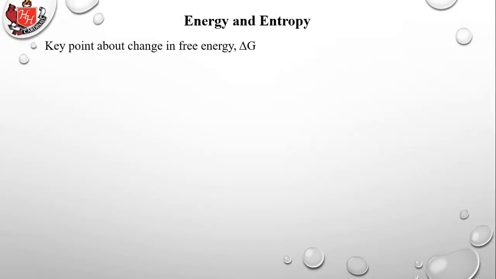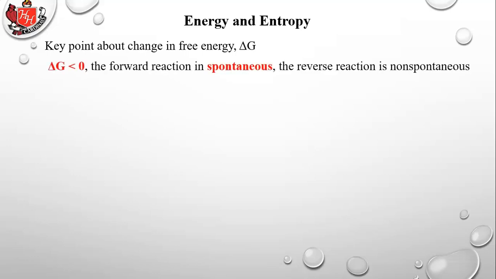So key point about free energy, delta G. When delta G is less than 0, the forward reaction is spontaneous. The reverse reaction is non-spontaneous. Remember when we talked about enthalpy, that the heat going out was a negative delta H. It was negative enthalpy. Similarly here, when free energy is going out, it's negative. So that means delta G is less than 0. It's negative. That means free energy is going out. That's a natural, spontaneous process for that to happen.